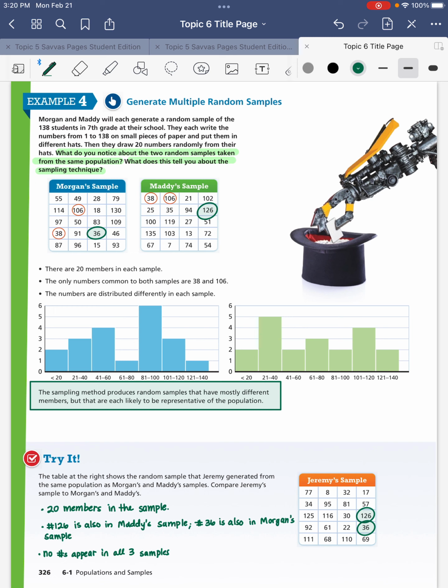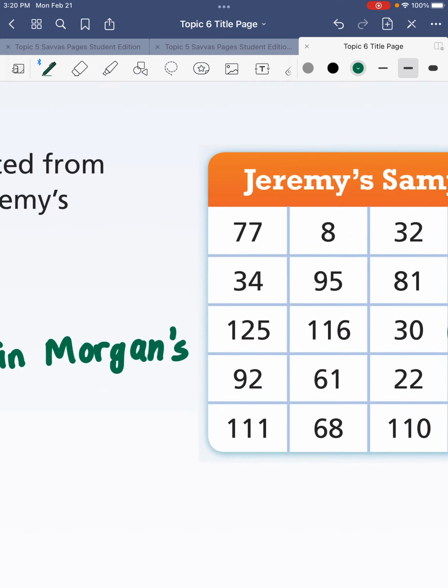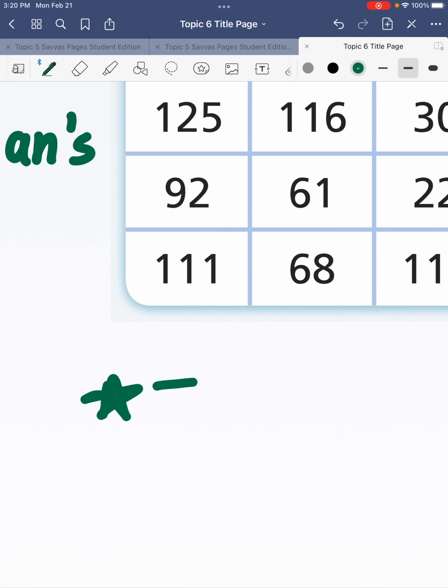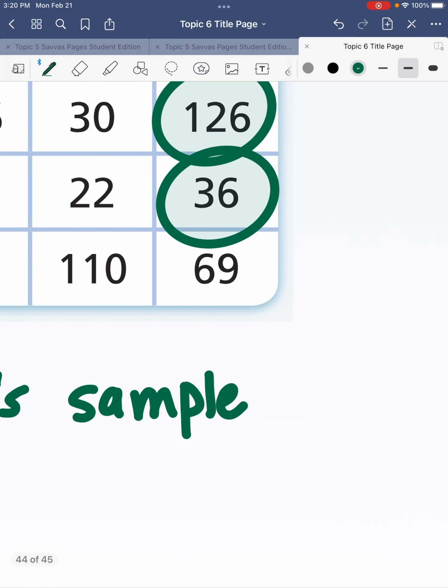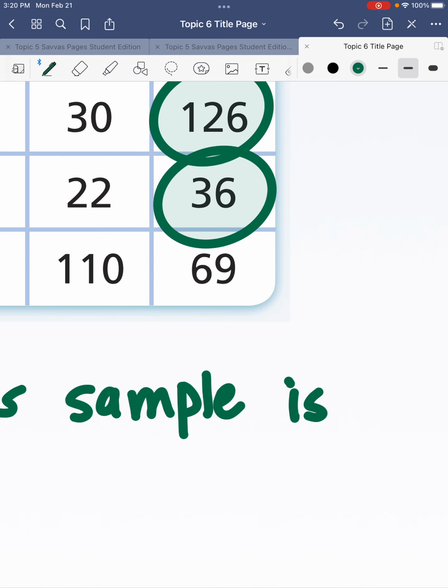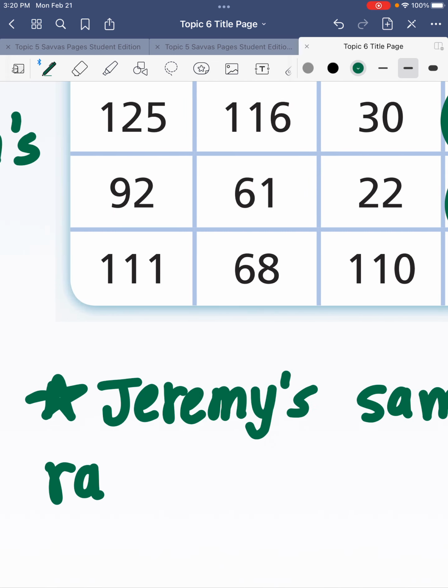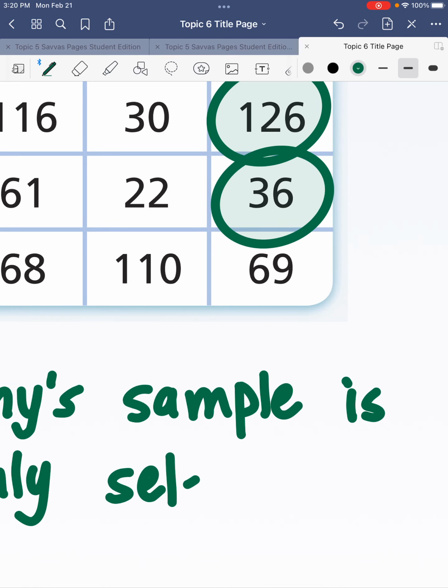So, is Jeremy's sample likely to be representative of the population? I would say yes. Why would Jeremy's sample be representative of the population? It's a random sample. So, I would make a note. Jeremy's sample is random or randomly selected. That's what I'm going to write.